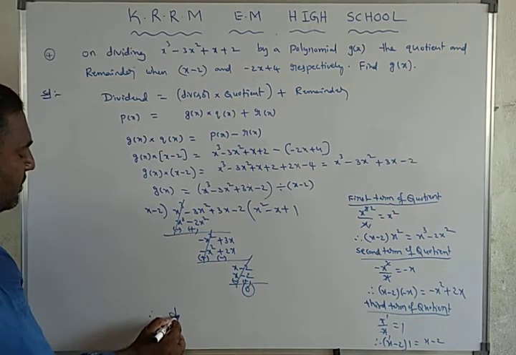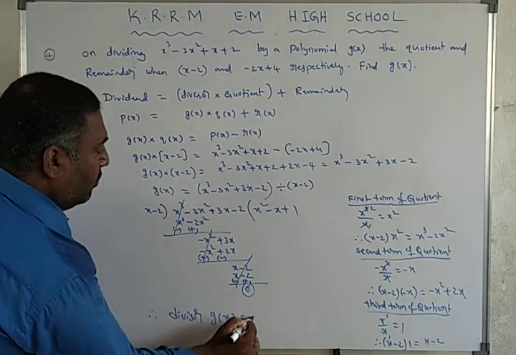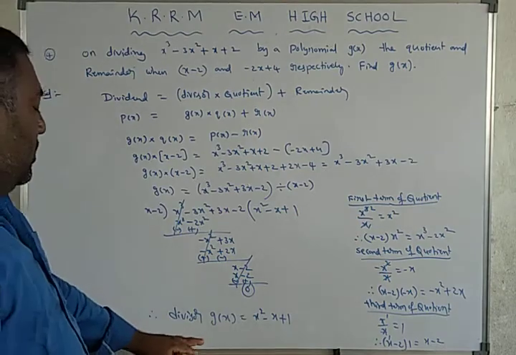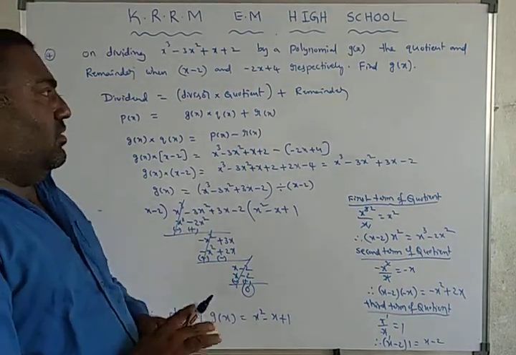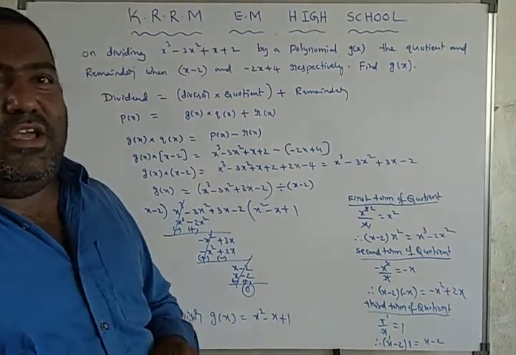Therefore the divisor g of x is equal to x square minus x plus 1. Find g of x is equal to x square minus x plus 1. So today exercise 3.4 is over.